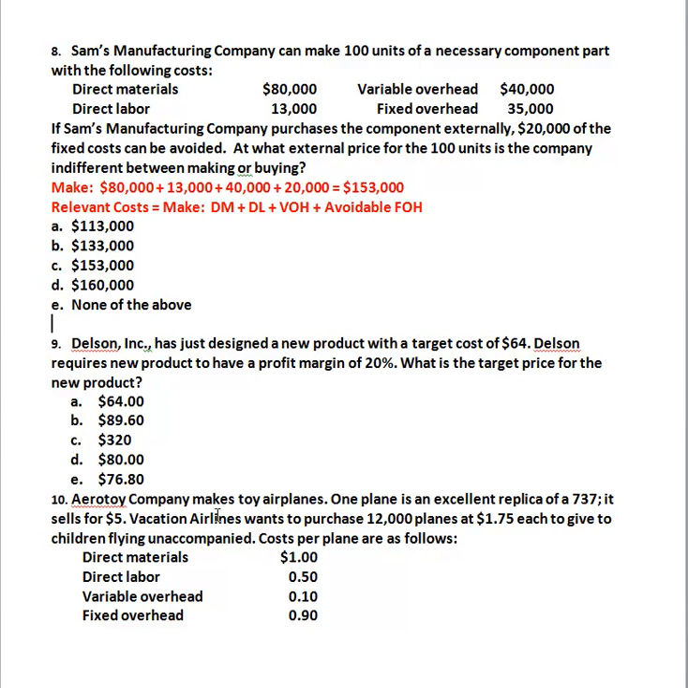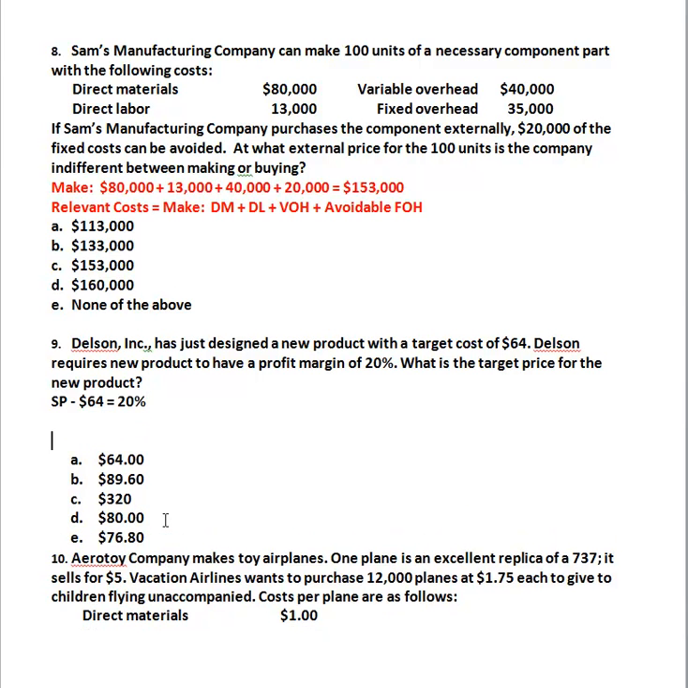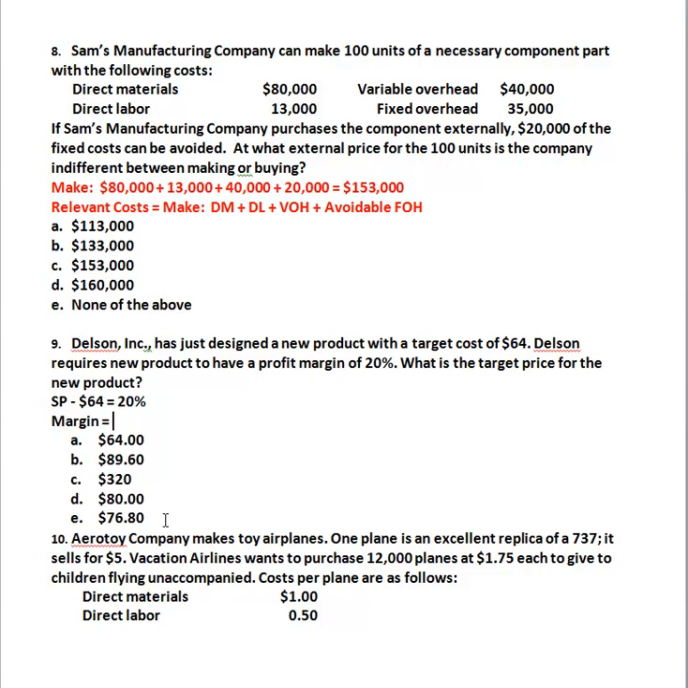Question number 9 says that we have just designed a new product with a target cost of $64. We require a new product to have a profit margin of 20%. What is the target price for the new product? So we don't know what the sales price is. That's what we're looking for. We know that the cost is $64. And we want our profit margin to be 20%. Thinking back to the prior chapter, margin is operating income divided by sales. So the margin is 20% of the sales price.